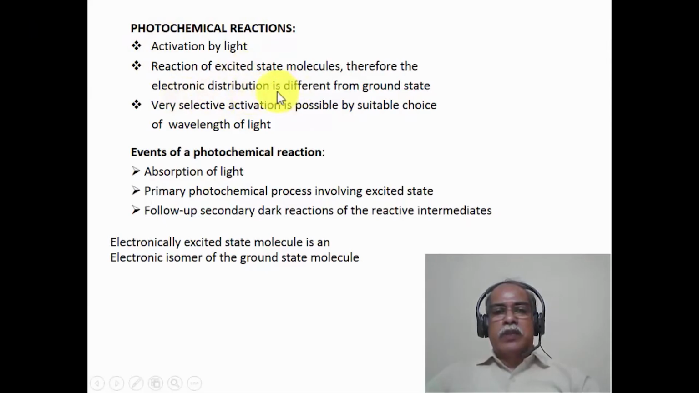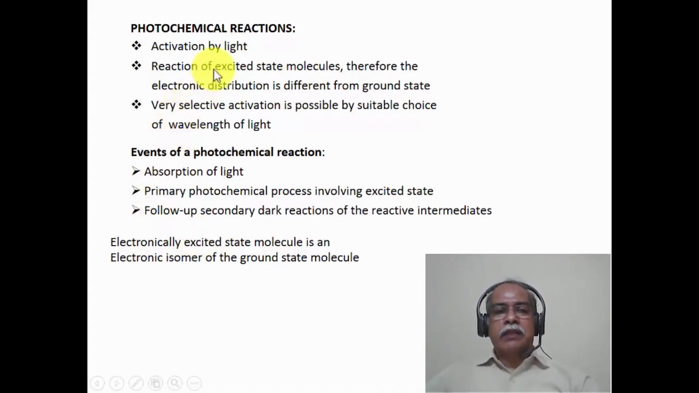Therefore, the electronic distribution is different from the ground state. In other words, the molecules that we are dealing with in the excited state are essentially electronic isomers of the ground state of the molecule. In fact, the electronic configuration is what is different about the excited state molecule compared to the ground state molecule.